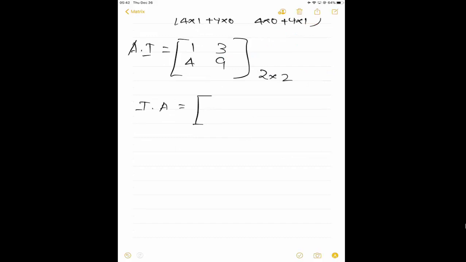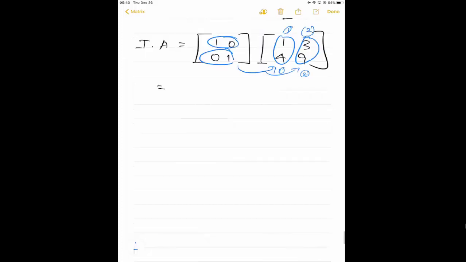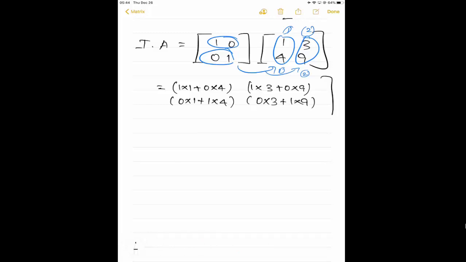Now we will see I dot A. Same rule: first row with the first column, then first row with the second column, then second row with the first column, then second row with the second column. Let's do the multiplication. 1 into 1 plus 0 into 4, then 1 into 3 plus 0 into 9, 0 into 1 plus 1 into 4, then 0 into 3 plus 1 into 9. The output is 1, 3, 4, 9.